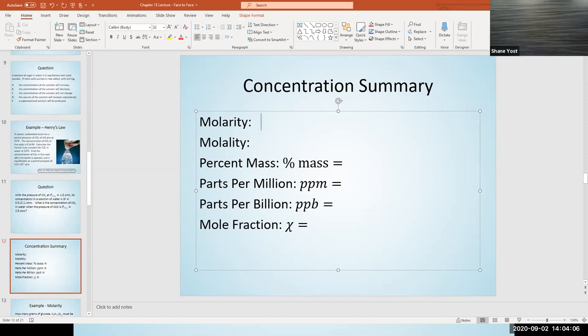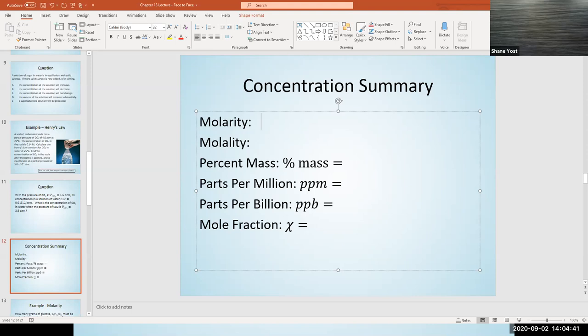Things like pressure are expressed in a bunch of different types of units: bar, PSI, atmospheres, pascals. I'm forgetting some, but there's a bunch of different ways to express pressure. Temperature, you have Celsius, Kelvin, Fahrenheit. Distances: meters, centimeters, nanometers, kilometers, miles, feet. There's a bunch of different units that you can use to express something. For concentration, it's the same thing.